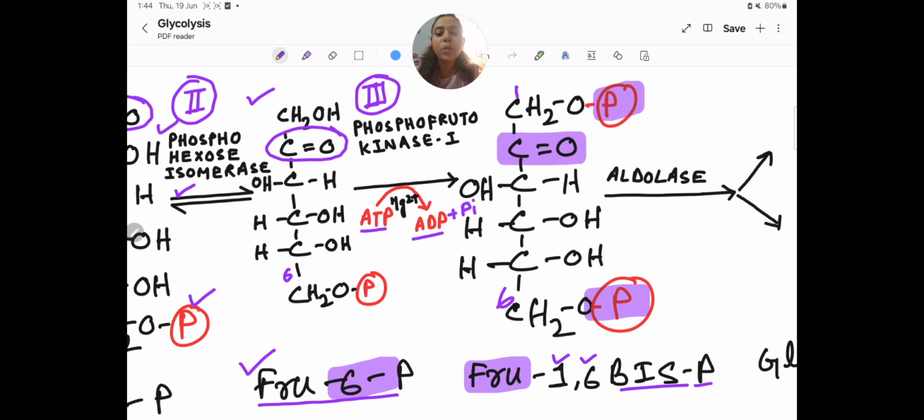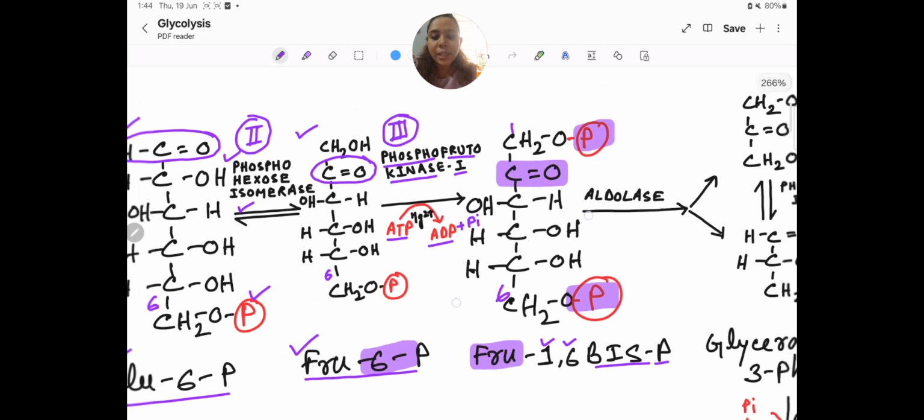And we need the cofactor Mg2+. And the name of the enzyme: phospho, because a phosphate group is attached. Fructo, because the substrate is fructose. So it's phosphofructo, and the activity of the enzyme is kinase type. Okay, so that is why it is named phosphofructokinase 1.